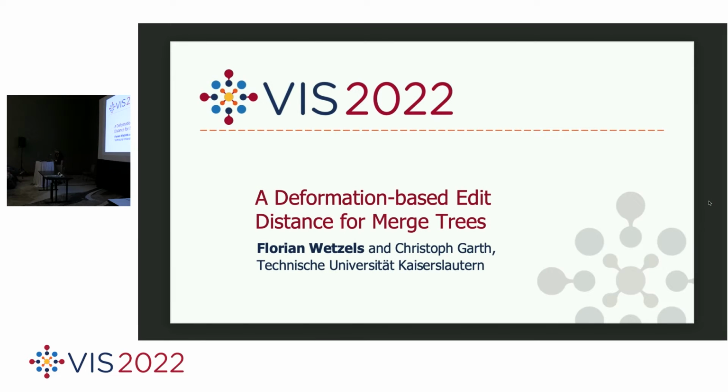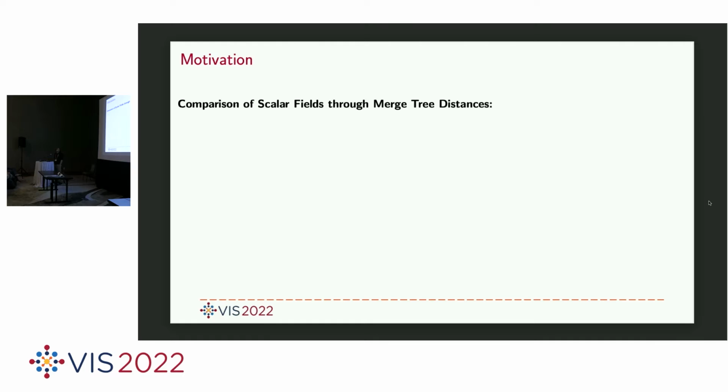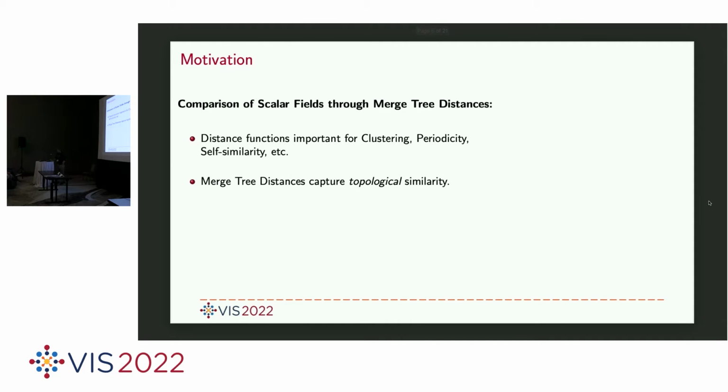Okay, thanks for the introduction and welcome to my talk. It's about a deformation-based edit distance for merge trees. So, quick motivation: why do we want to compare scalar fields through merge tree distances? First, we want to compare scalar fields because distance functions on them are important for clustering of ensemble data, periodicity detection in time-dependent data, or finding self-similarities. We want to compare them through merge tree distances because they capture topological similarity, and merge trees are much smaller than the original domains, so for performance reasons it's also better.